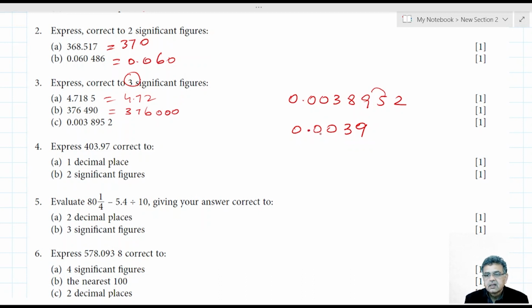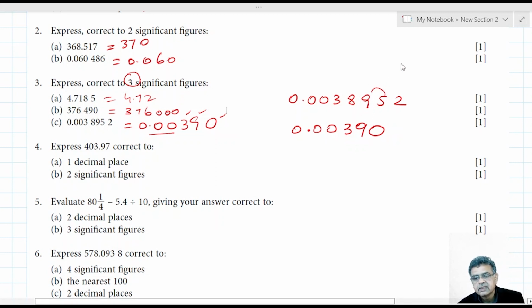Actually, correct to two significant figures, that is fine. But we have to give the answer in three significant figures, so we put 0 here. So the answer in this case will be 0.00390. These zeros are not significant. These two are significant figures. In order to complete three significant figures, we have to put 0 here.